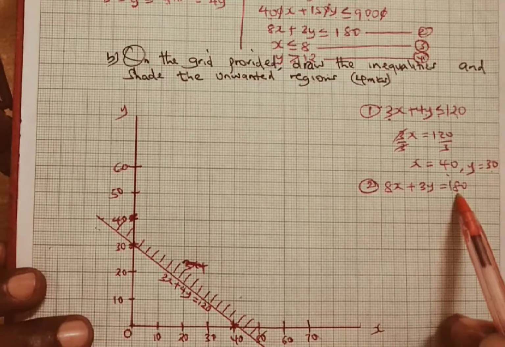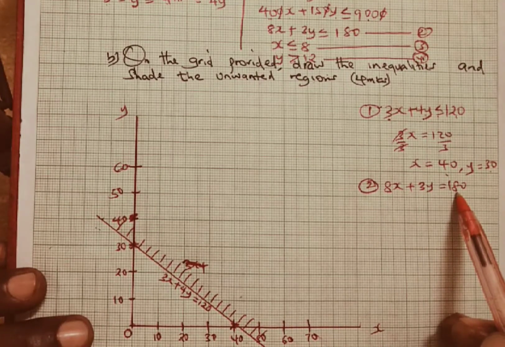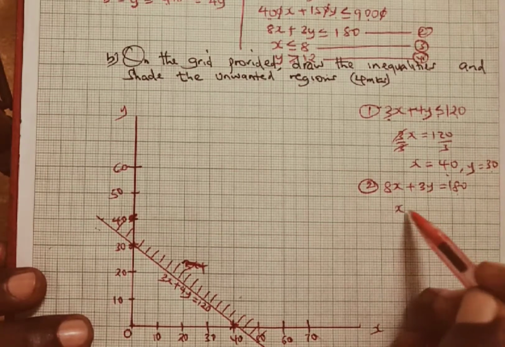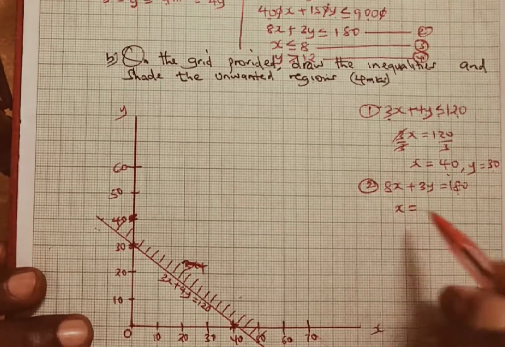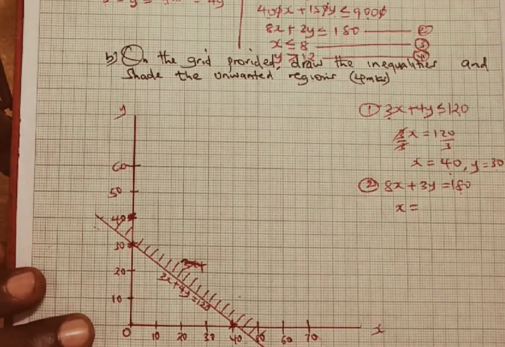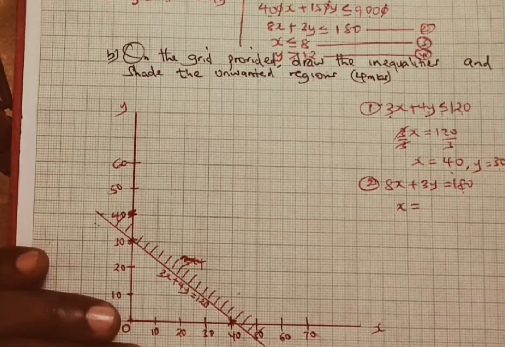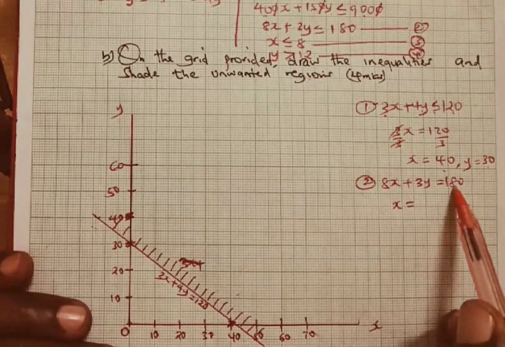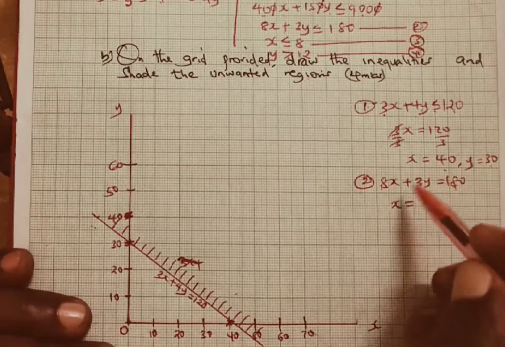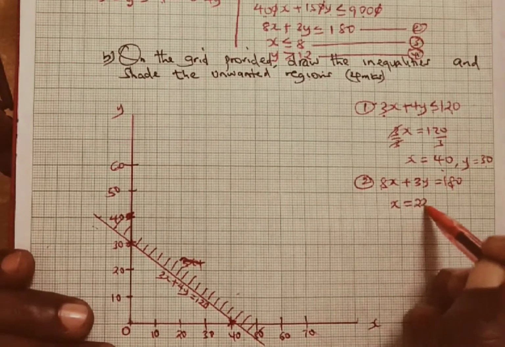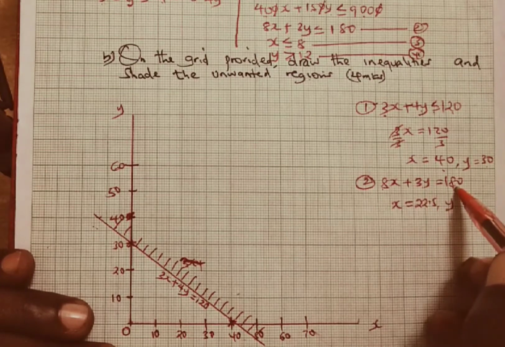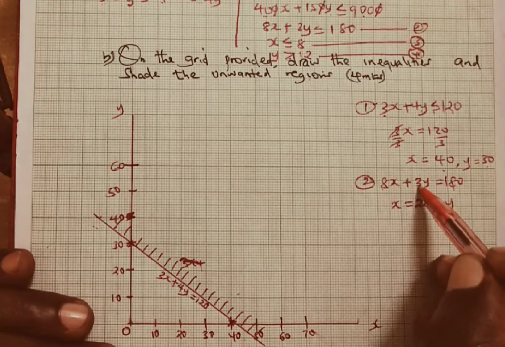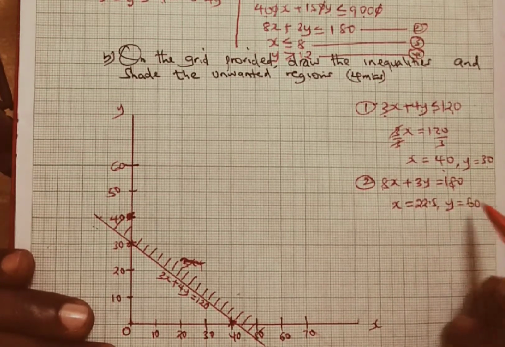Next, we take the second inequality, which is 8x plus 3y is equal to 180. Take y to equate to 0, so our x is going to be equal to 180 divided by 8. So 180 divided by 8 will give us 22.5. And our y, take 3y is equals to 180. So 180 divided by 3, you get our y as 60.